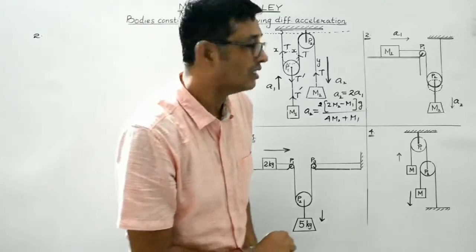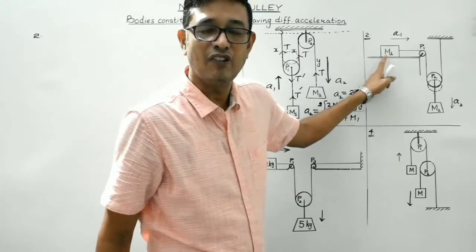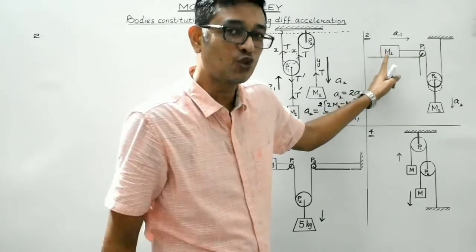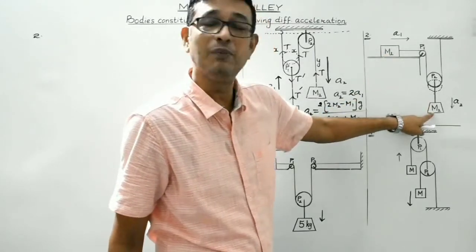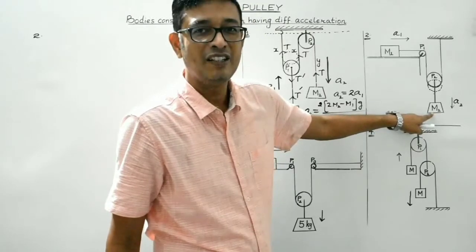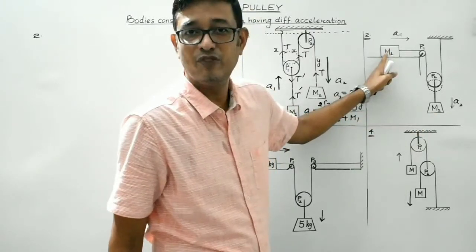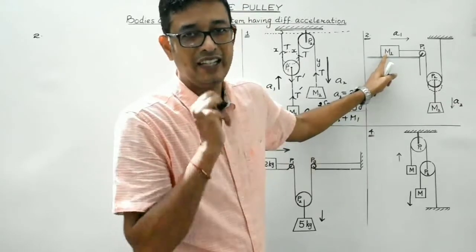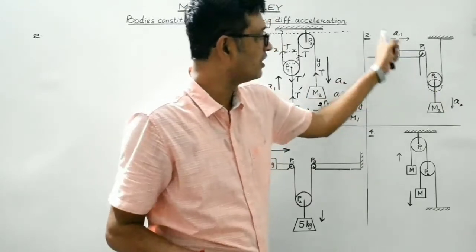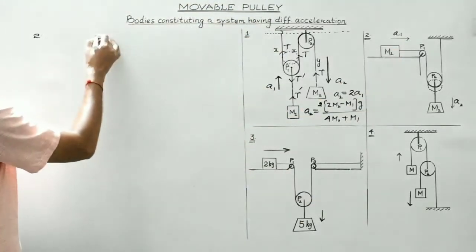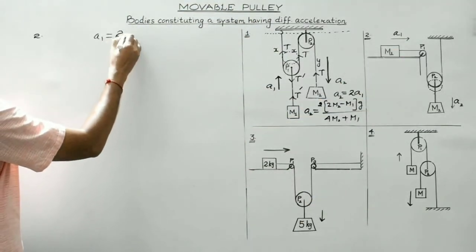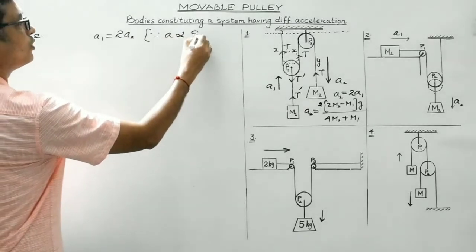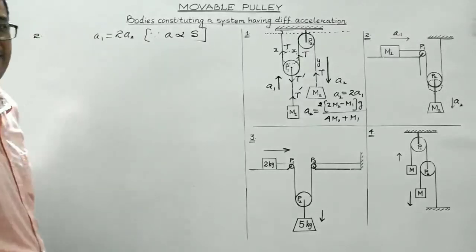So what we conclude is, the distance covered by the body of mass M1 in the same time is twice the distance covered by the body of mass M2. Therefore, body M1 should possess acceleration twice the acceleration possessed by body M2. So what should be the relationship between A1 and A2? A1 should be equal to twice A2, since acceleration is directly proportional to displacement for a given time.